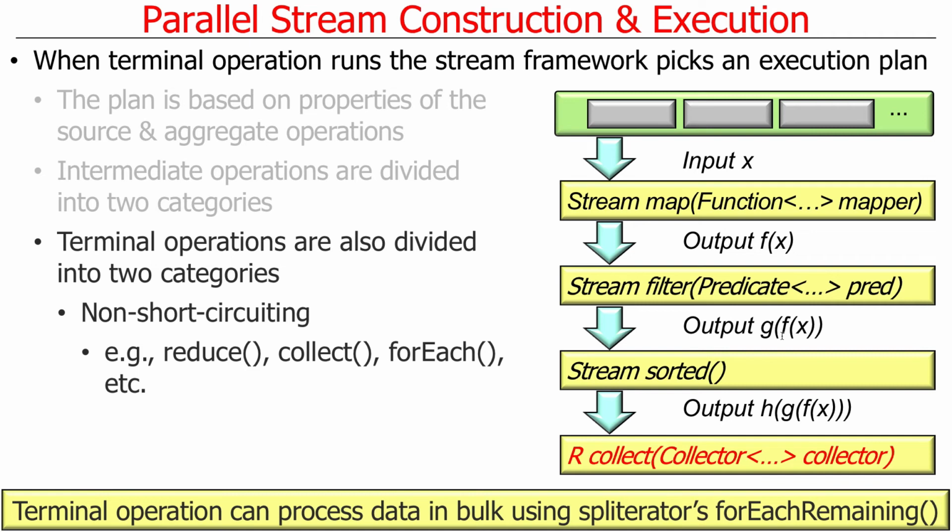That would include all the things we've talked about so far: reduce, collect, forEach. And these can be optimized so that when you get to doing the collect portion or the reduce portion, if you have non-short-circuiting operations, you can do these things with the forEachRemaining bulk iterator operation. So forEachRemaining will simply go through everything and apply some action to it.